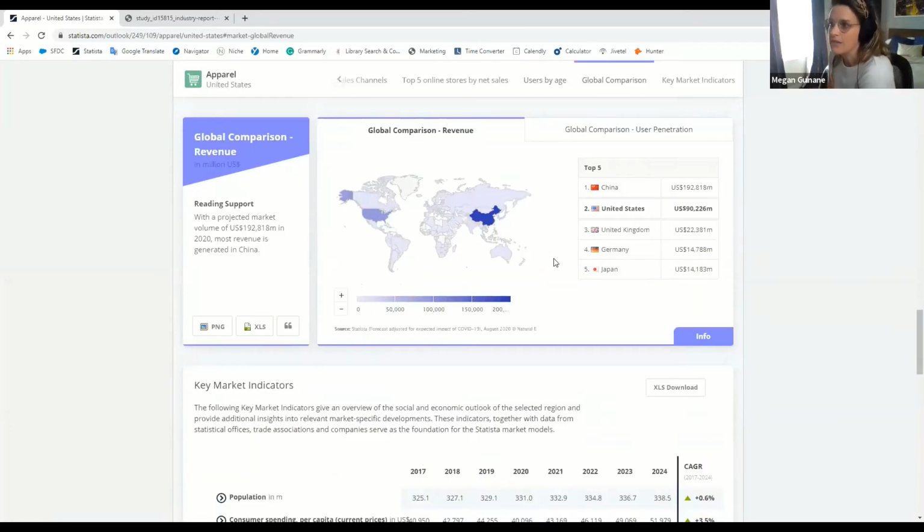Again, we have the global comparison tool. So in this time, United States were number 2 in the e-commerce apparel market, and China by a long shot is number 1. So bringing that into consideration, if I'm opening up an e-commerce shop for apparel, I'm competing against these big online shops in China.